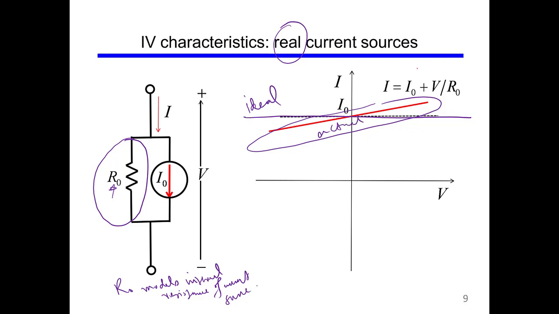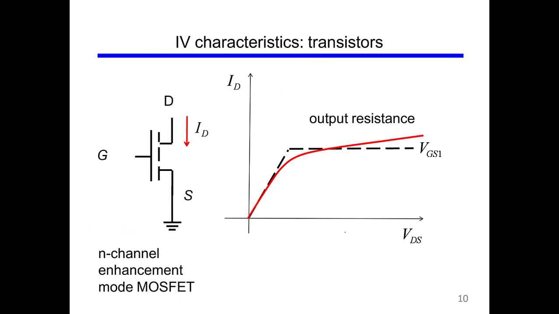So the current is I0, the constant current provided by the current source, plus another current which is equal to the voltage across this resistor divided by R0, the internal resistance. So you have this kind of slope. The same goes for a transistor, and you have the output characteristic curve something like this.